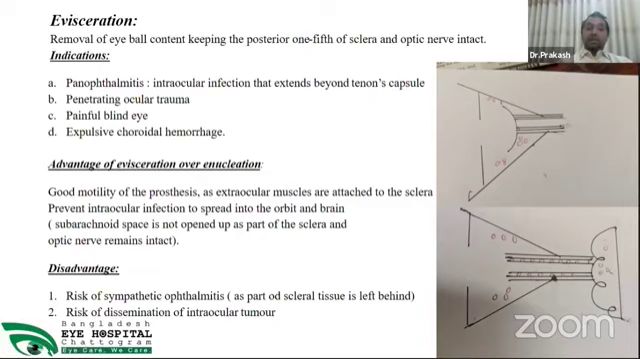But in case of panophthalmitis, if you do the evisceration, part of the sclera is intact. So the optic nerve is not opened up, and your subarachnoid space is not opened up. So the infective focus cannot spread to the brain. So there is a barrier.